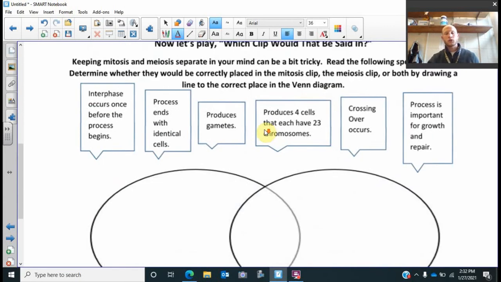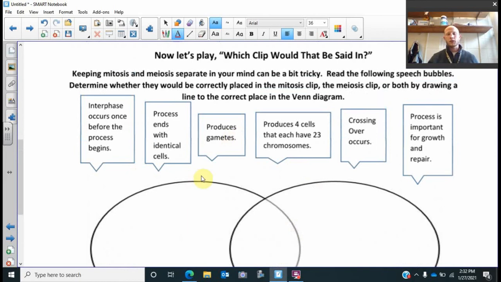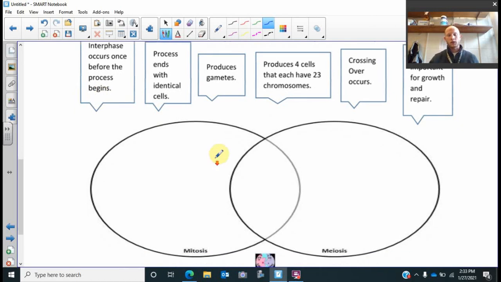Okay, you guys should be able to do this one. Down here, think about it for a second. All right, try to fill this in on your own. Pause the video and try to fill it in and just think where you'd put it. All right, I'm going to go ahead and do it on my own. So interphase occurs once before the process begins. So does interphase happen before mitosis, the quiz that we just took last week? Does it do normal cellular activity? Does it do normal growth? Does it replicate its DNA before mitosis happens? Yeah. Does that happen before meiosis? Yeah. So in our little Venn diagram, here's mitosis, here's meiosis, and then here's both.